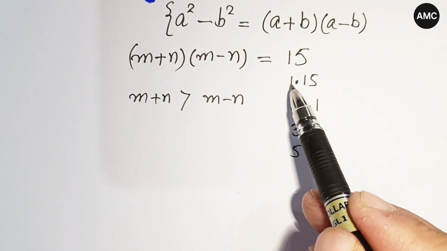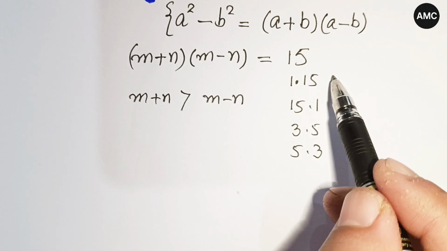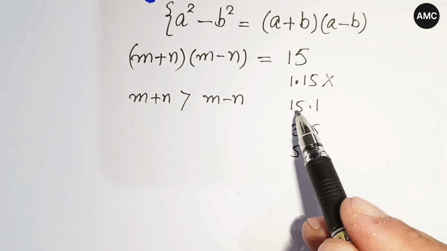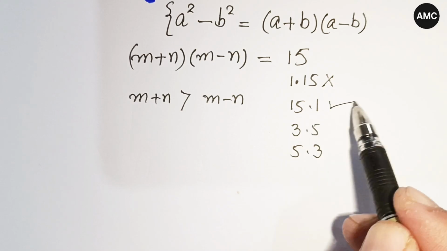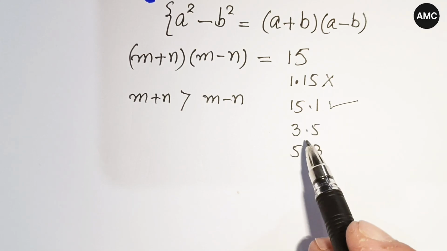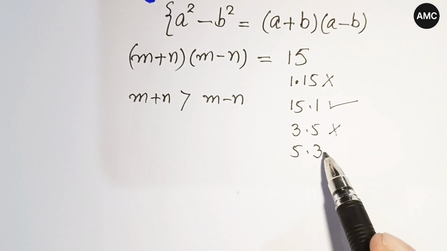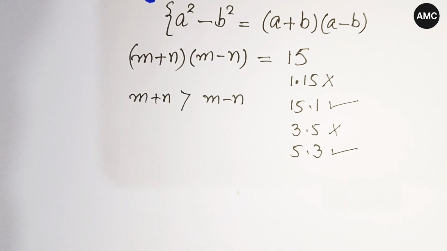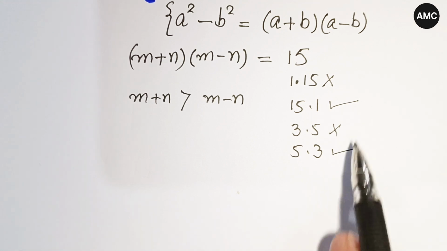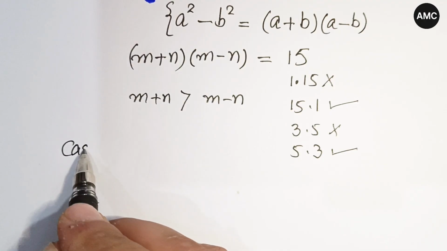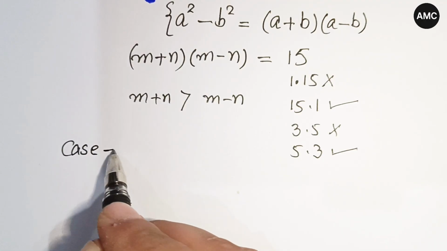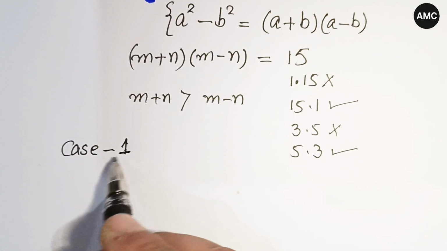So here we see that the first one is less than the second one, it is rejected. It is 15 greater than 1, so we are going to use this one. Then 3 times 5 is rejected, 5 times 3 is accepted here. So now here we have two cases. Now solving individually, first of all by case 1.